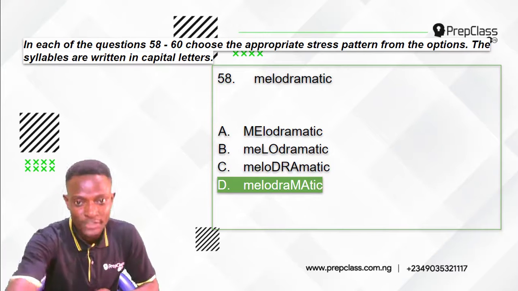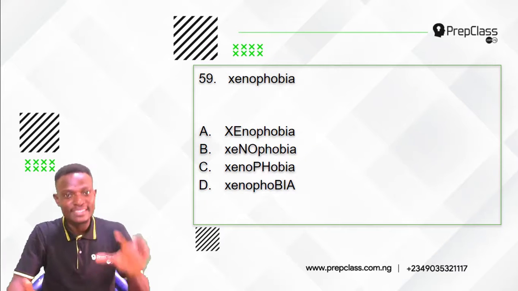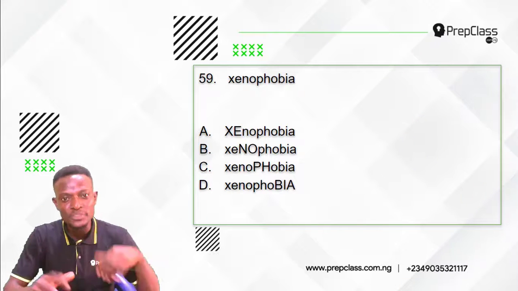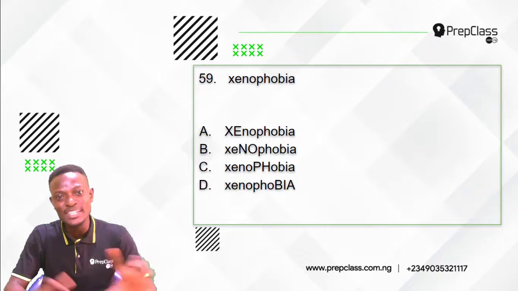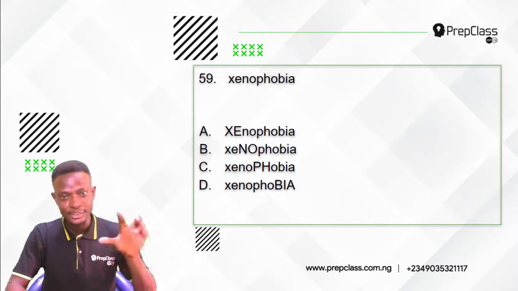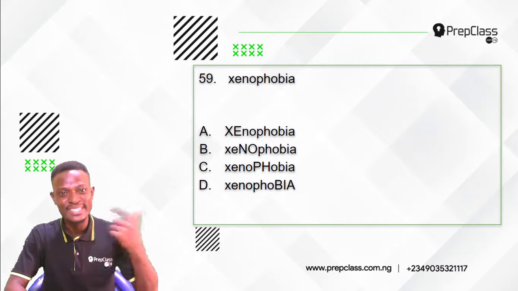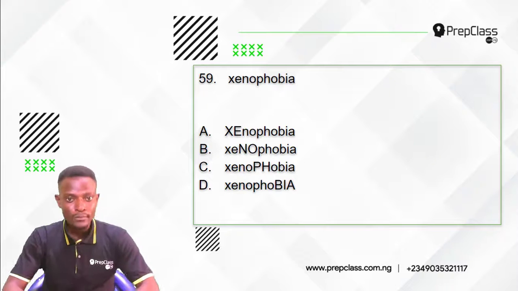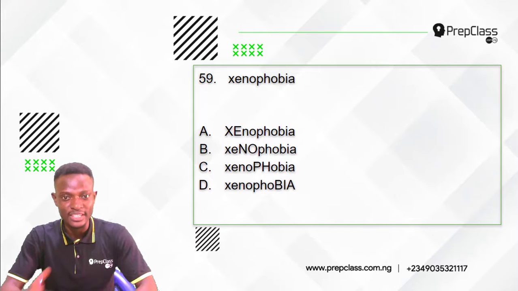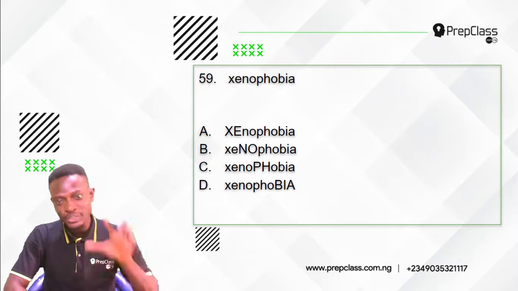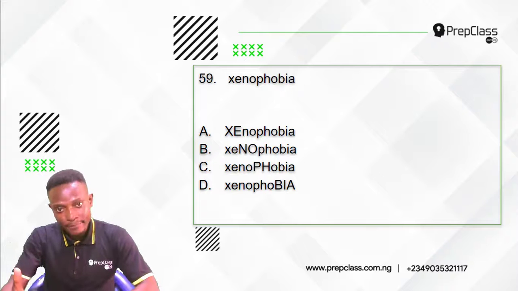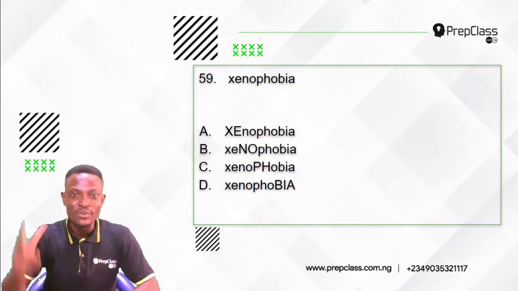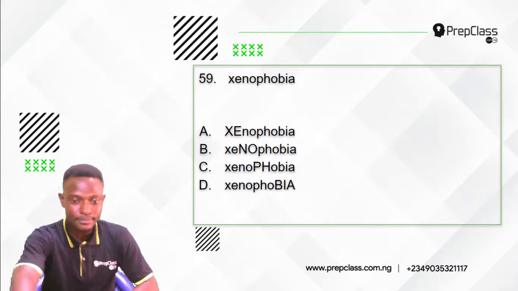Moving on to the next question, question 59. Xenophobia. So, which option shows the correct placement of stress on this word? Option A, the stress falls on the first syllable, Z. Option B, the stress falls on the second syllable, no. Option C, the stress falls on the third syllable, fo. Option D, the stress falls on the last syllable, bia. So which of these options shows the correct placement of stress on this word, xenophobia?